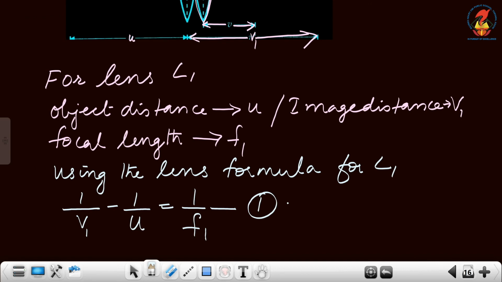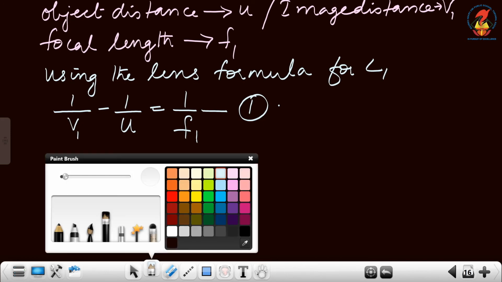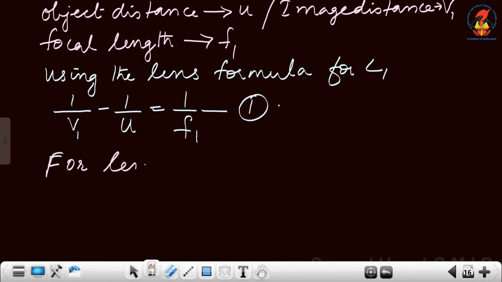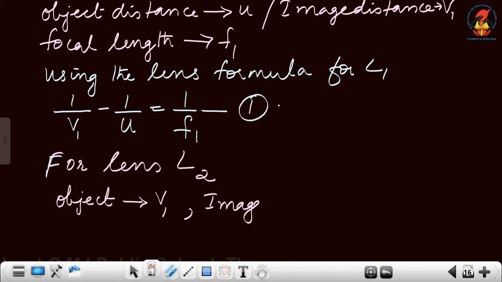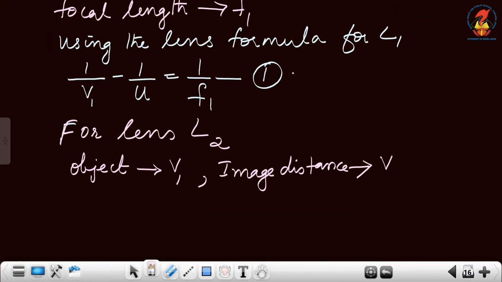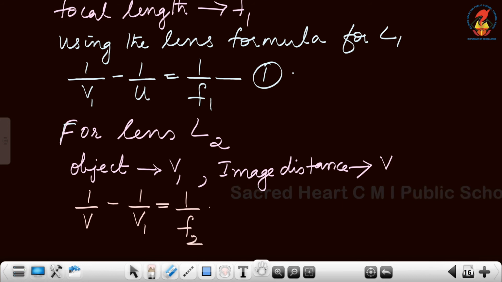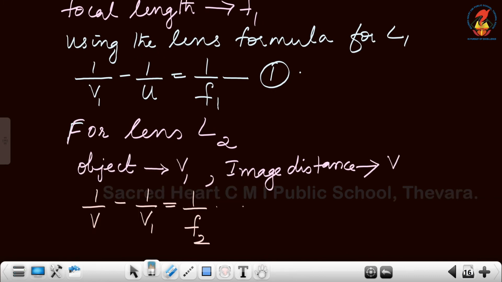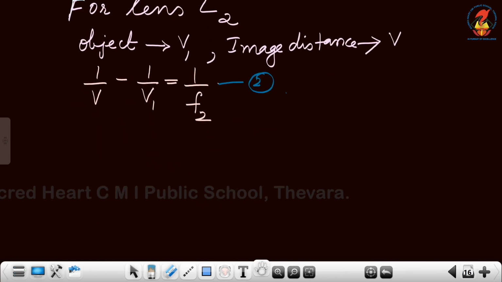The image formed by lens L1 acts as a virtual object for lens L2, and hence for lens L2, object distance will be V1, image distance is V, and focal length is F2. So using the lens formula we get 1 by V minus 1 by V1 is equal to 1 by F2. This is equation 2.